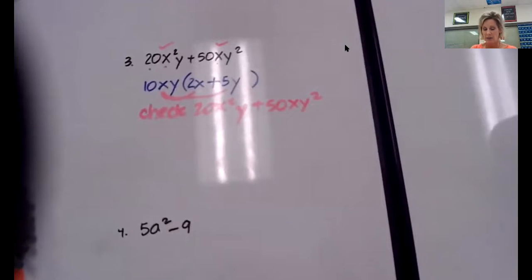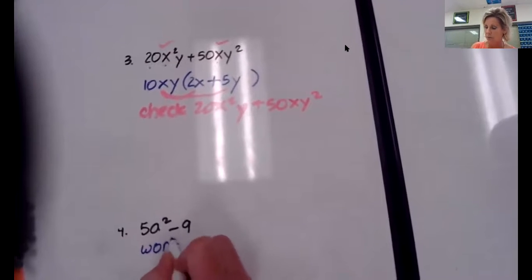So on my next problem, 5a squared minus 9, since I don't have an a in both terms, my only shot at a GCF is a number, but there's not a number that goes in the 5 and 9. So there's not even a number or a letter GCF here. So I'm going to say this one won't factor.